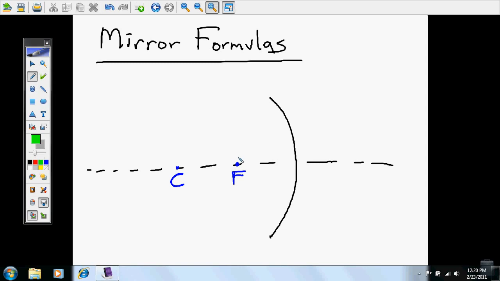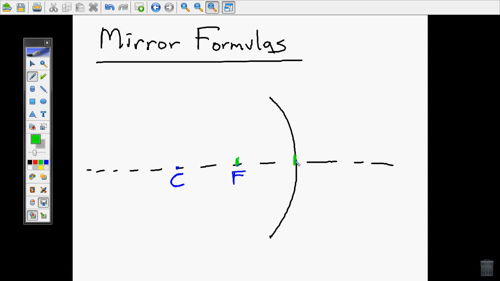The distance from the focal point to the mirror, that distance right there, is usually denoted with a lowercase f. And that lowercase f is the focal length. That's the distance from the mirror to the focal point. So this is the focal point where all the light would converge. And this distance from the mirror to there is the focal length.